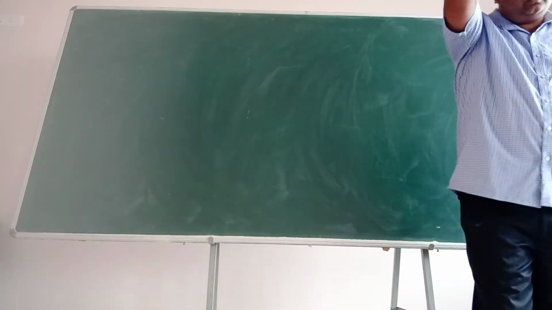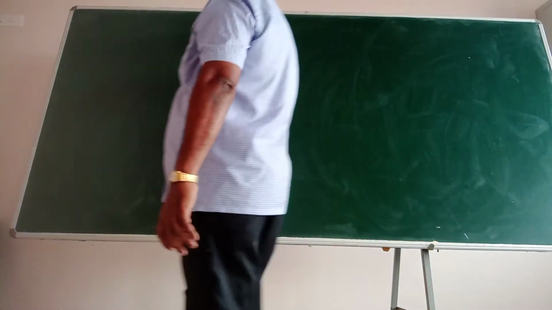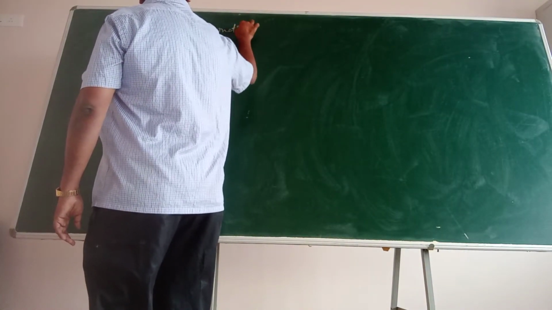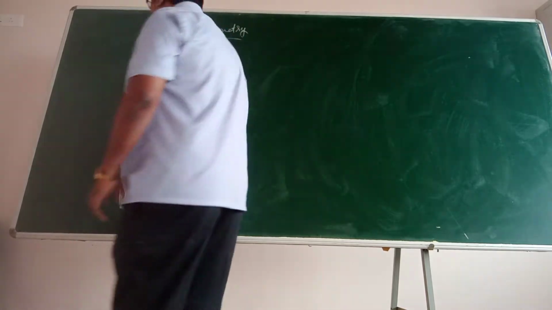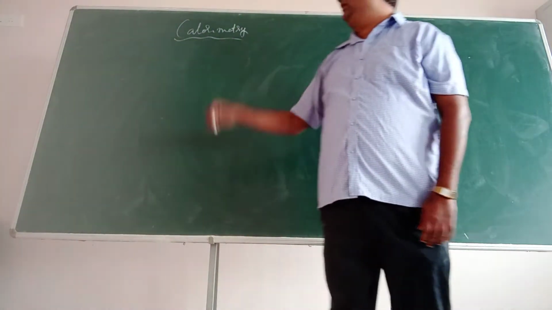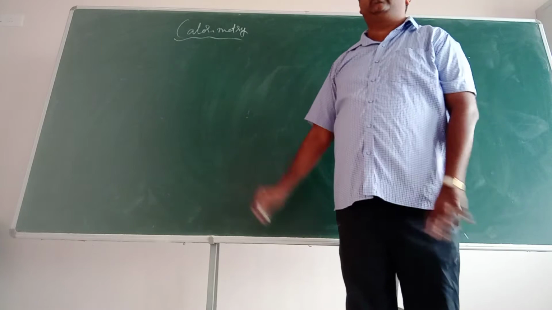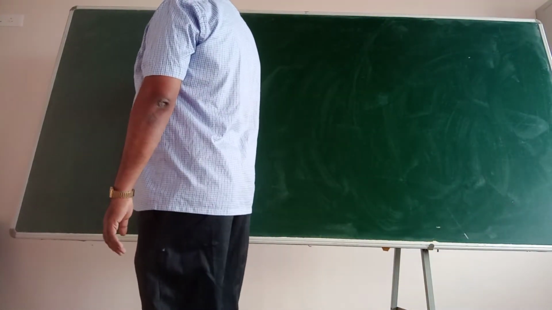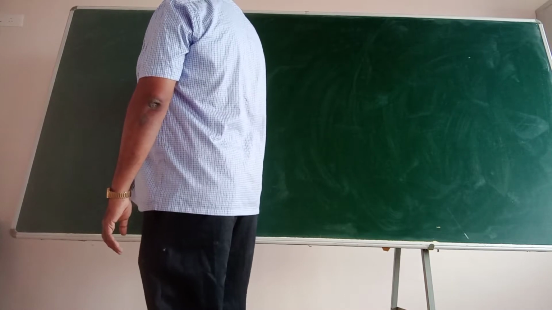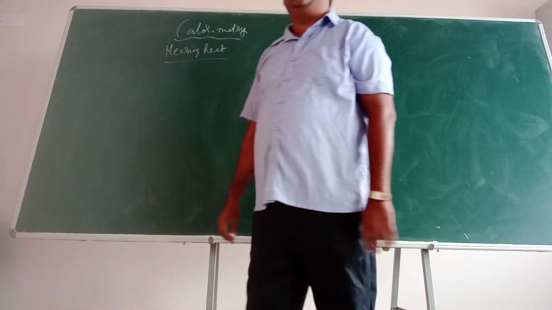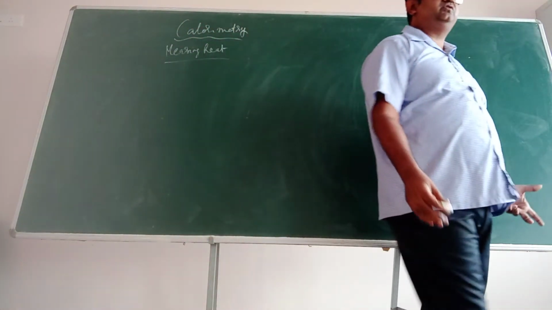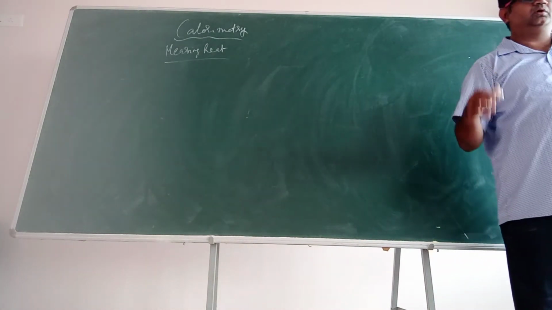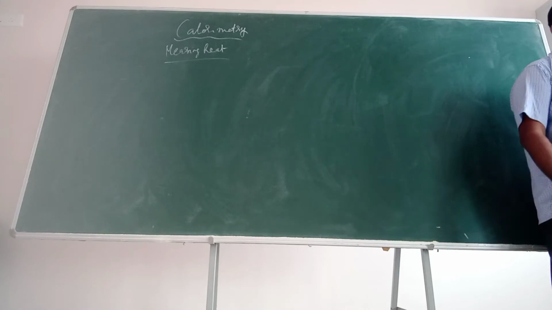Let's talk about calorimetry. Calorimetry: metry means measure, and calorimeter means measuring heat. Measuring what? Heat. It's a science which tells you how to measure heat. Heat means Q, and heat has to be measured in joules.